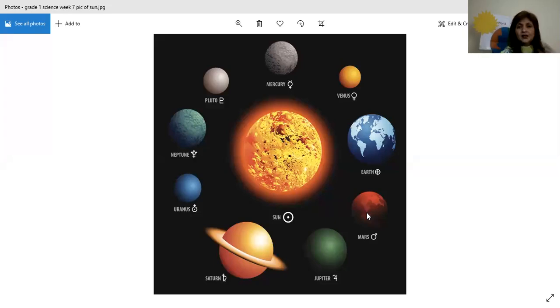Write down Mercury, write down Venus, Earth, Mars, Jupiter, Saturn, Uranus, Neptune, and Pluto. Written? Okay. Time is up.